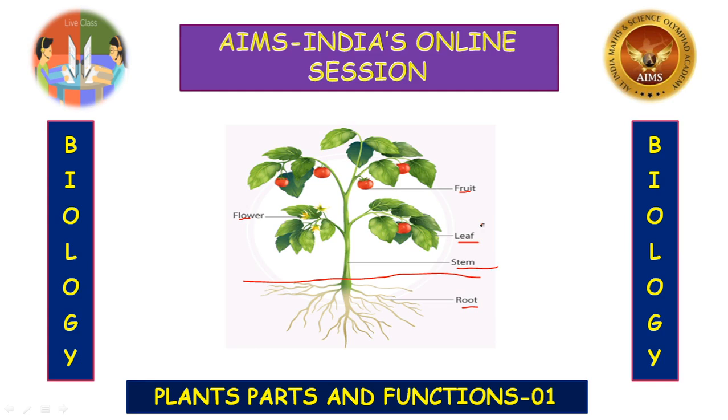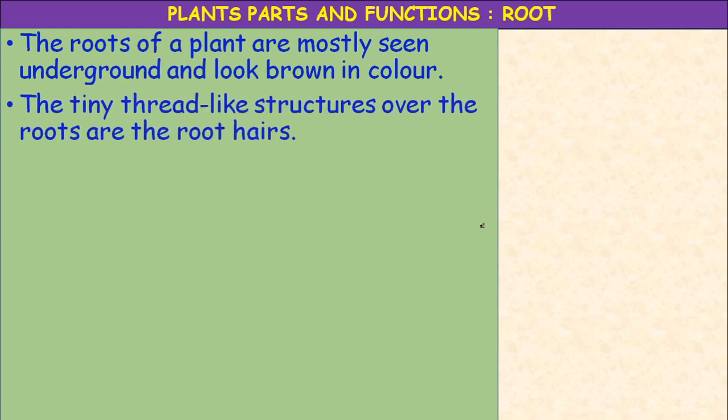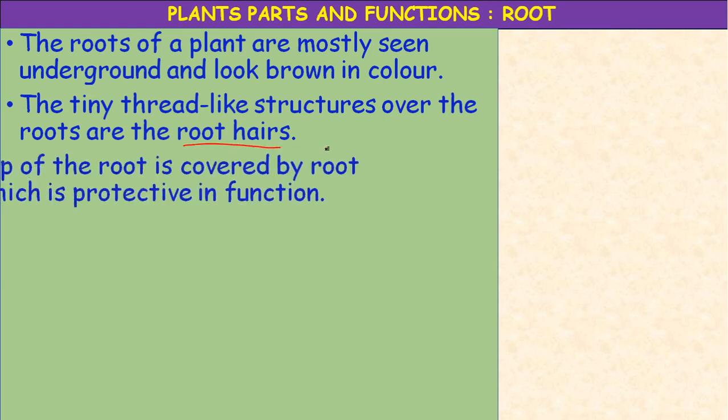So let us study in detail about the structure and functions of plant parts. The plant parts and functions. The first one, root. The roots of the plant are mostly seen underground and they look brown in color, isn't it? Okay, try to pick out a plant and observe the roots, how they are. Okay, they are tiny thread-like structures over the roots and they are called root hairs.